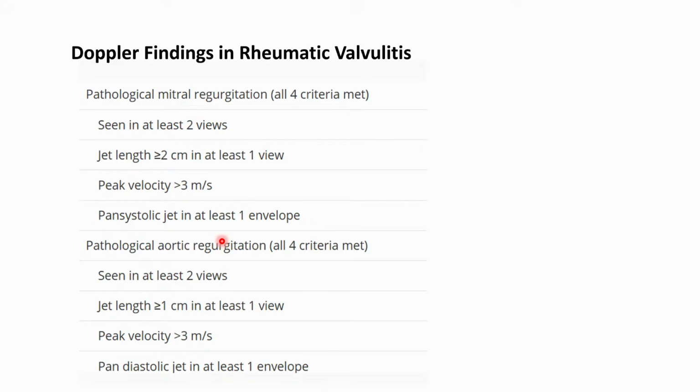And to call it a pathologic aortic regurgitation, all these 4 criteria should be fulfilled. Seen in 2 views, jet length should be more than 1 centimeter in at least 1 view, peak velocity should be more than 3 meters per second, and pan-diastolic jet in at least 1 envelope. To distinguish from physiological MR and AR, these criteria are put up.